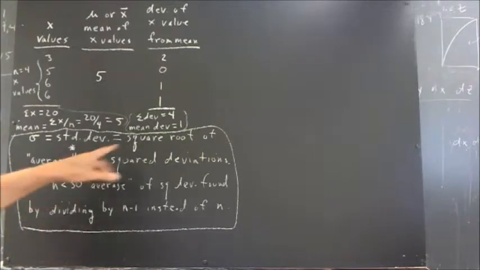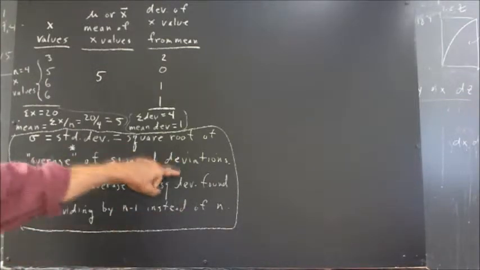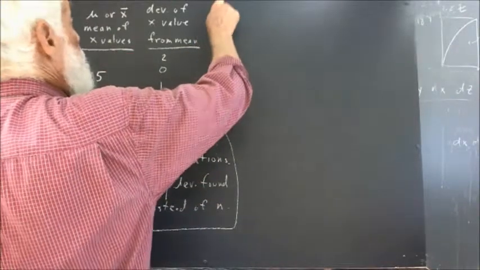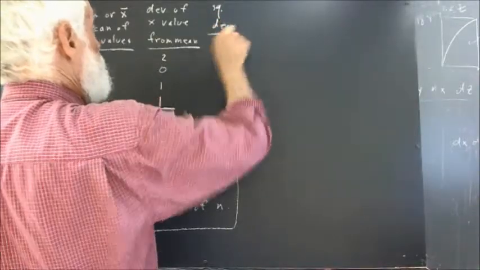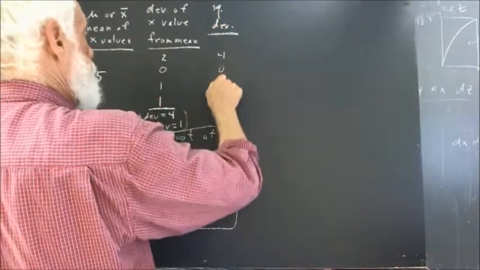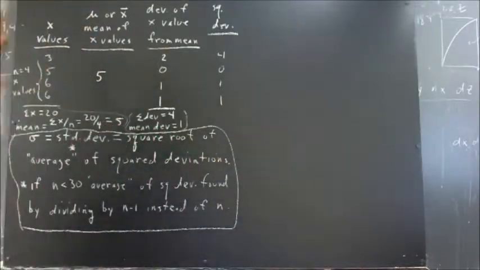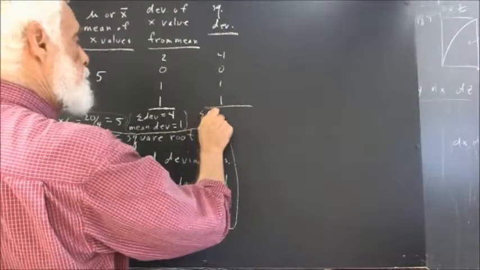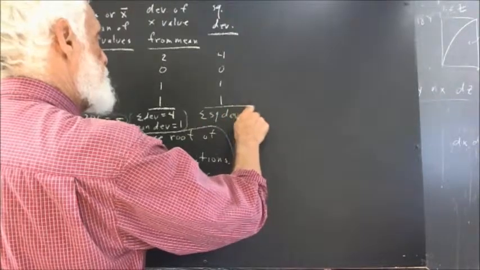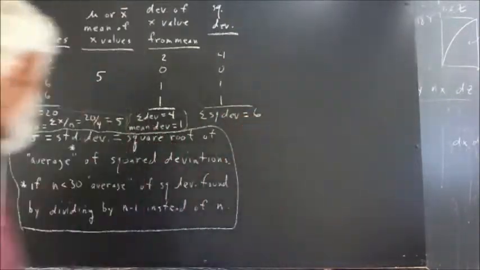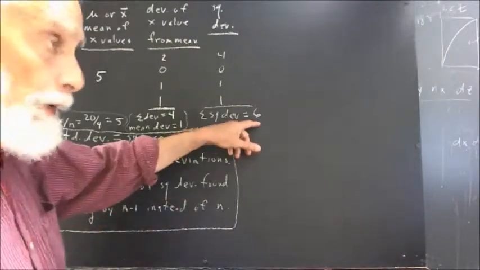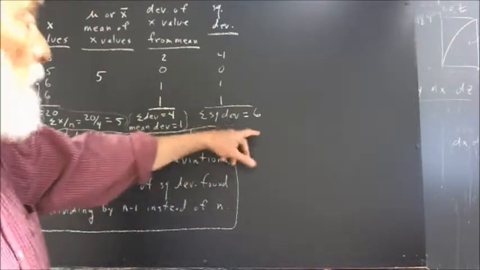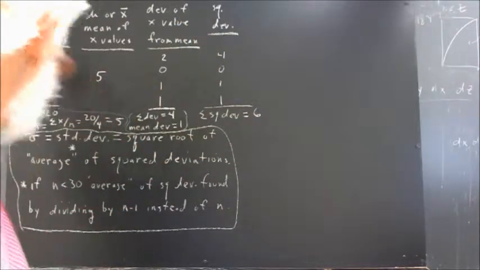Okay, well, square root of the average of the squared deviations. We've got deviations, we need squared deviations. The squared deviations are here: 4, 0, 1, and 1. And then we want to average those. The sum of the squared deviations is 6. Now, if we didn't have that quote and that little note, we would divide this by the 4 numbers that we've got here.